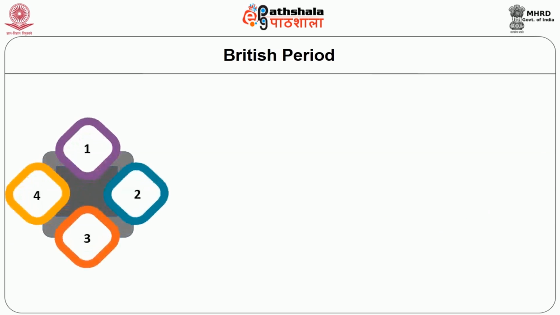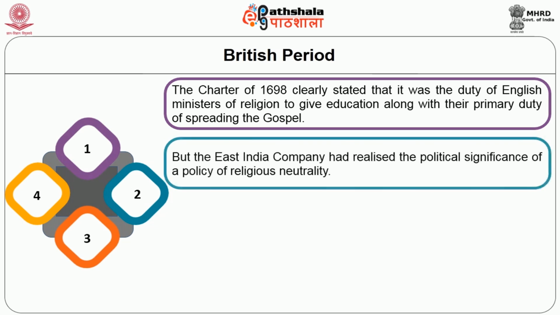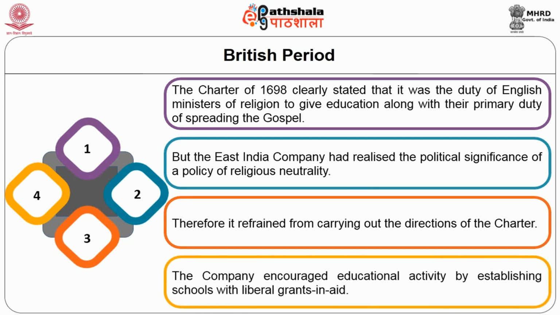In 1698, the Charter clearly stated it was the duty of English ministers of religion to give education along with their primary duty of spreading the gospel. But the East India Company had realized the political significance of a policy of religious neutrality and therefore refrained from carrying out the directions of the Charter. However, the company encouraged educational activity by establishing schools with liberal grants-in-aid.